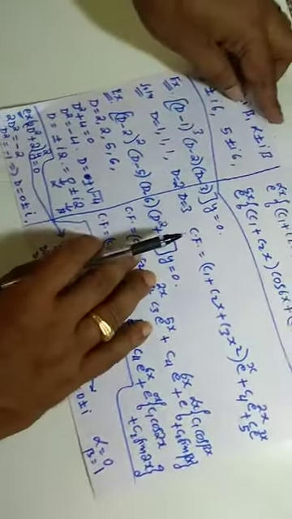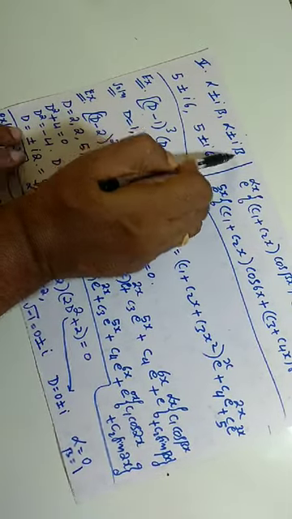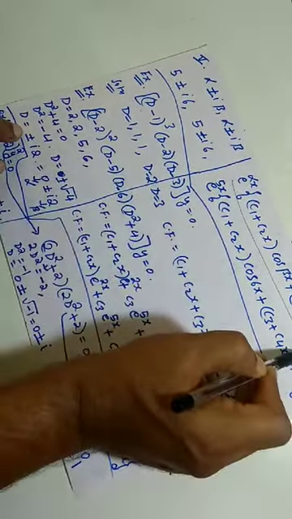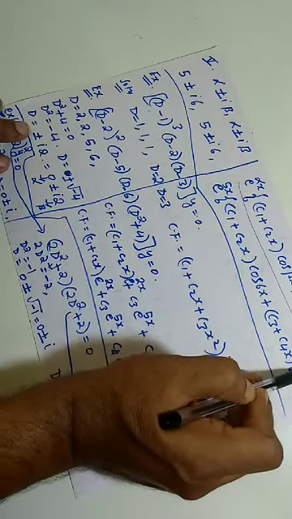Now let us go for case number 5. When the complex roots are repeated, that means alpha plus or minus i beta once, again alpha plus or minus i beta, then this is the formula: e to the power alpha x into c1 plus c2x into cos beta x plus c3 plus c4x into sin beta x. This is the formula.